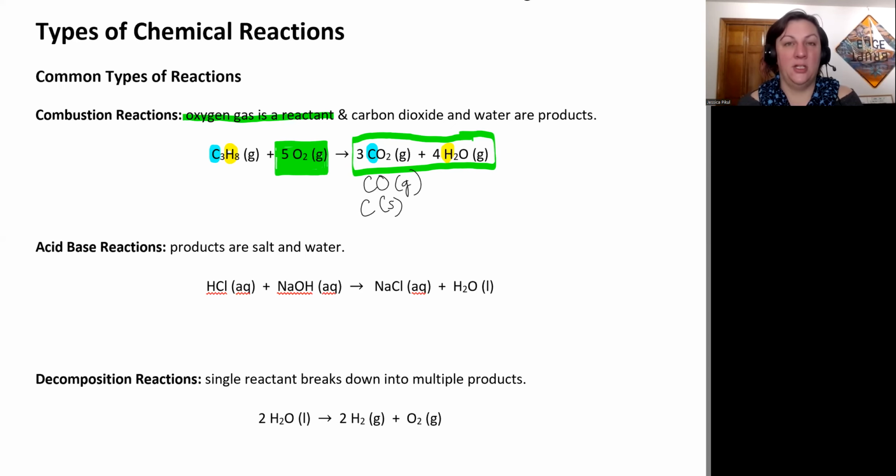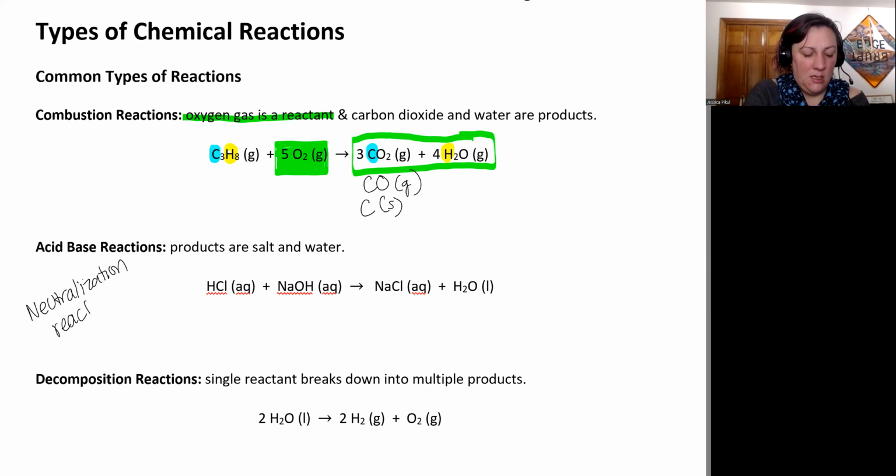Another common reaction is an acid and base reaction. These reactions are when we have a reactant that we identify as an acid and a reactant we identify as a base that are mixed together. And they typically form a salt and water. This reaction is actually called the neutralization reaction that I'm showing here. So here is our acid, it's HCl, and our base is this sodium hydroxide.